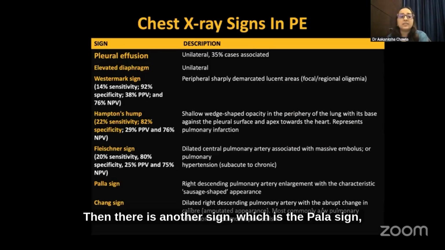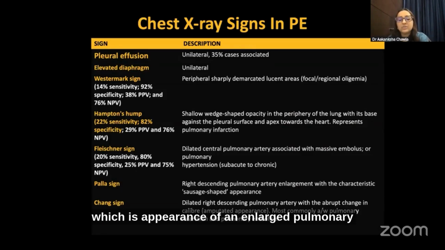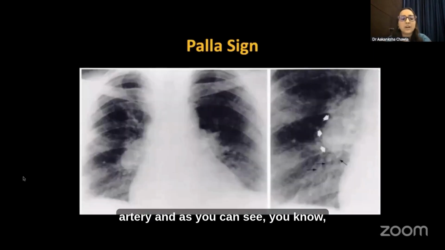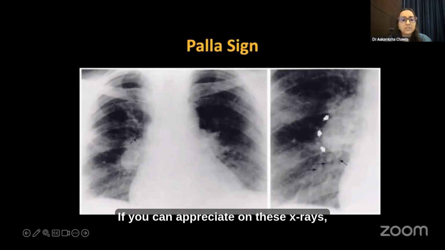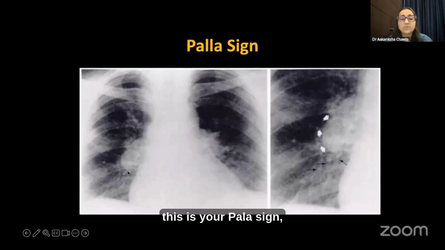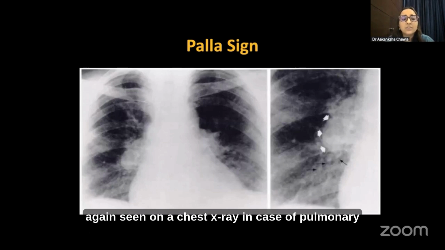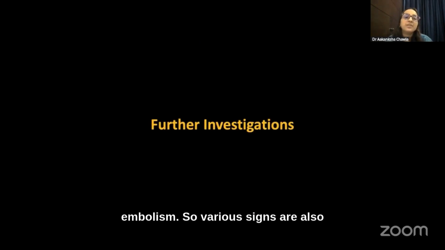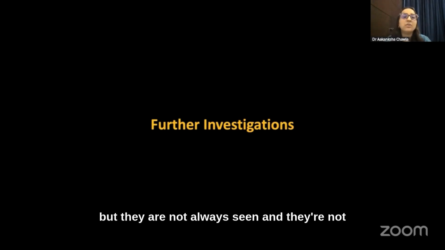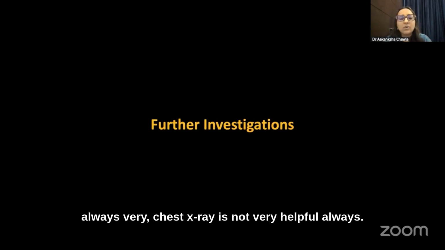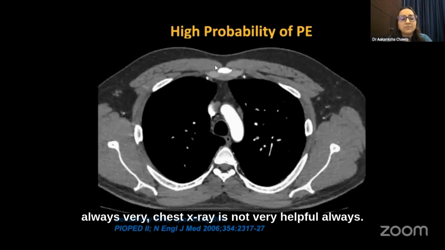Then there is another sign, which is the Palla sign, which is appearance of an enlarged pulmonary artery. And as you can see, there is the sausage shape of the pulmonary artery, if you can appreciate on these X-rays. This is your Palla sign, again seen on a chest X-ray in case of pulmonary embolism. So various signs are also seen, but they are not very specific. I mean, they are seen in cases of pulmonary embolism, but they are not always seen, and chest X-ray is not always very helpful.